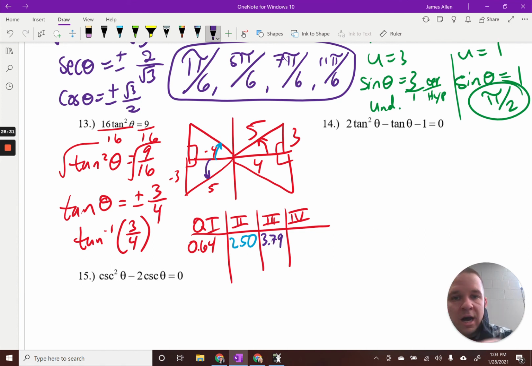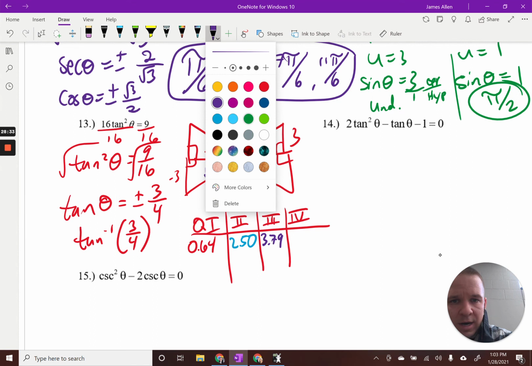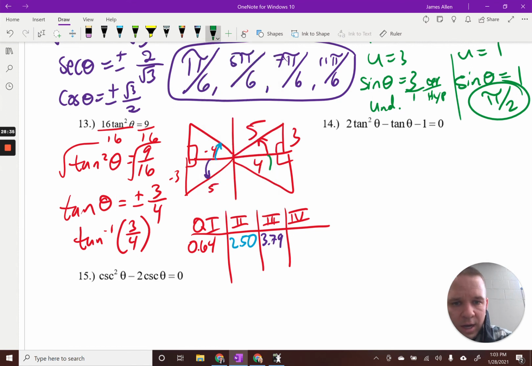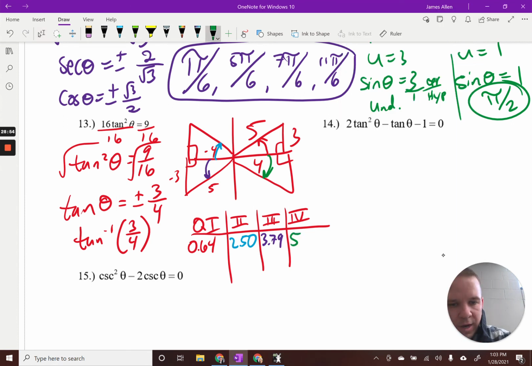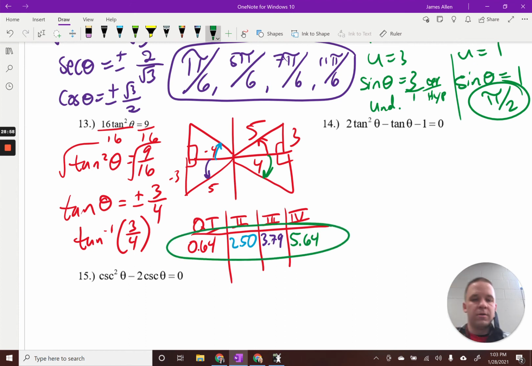And then lastly, we'll go green here. I'm going to go back from 2 pi, right? So 2 pi minus alpha in my case. Or if you're able to just arrow up, you can do that too. But I get 5.64 rounded. And those would be my 4 solutions there in each quadrant.